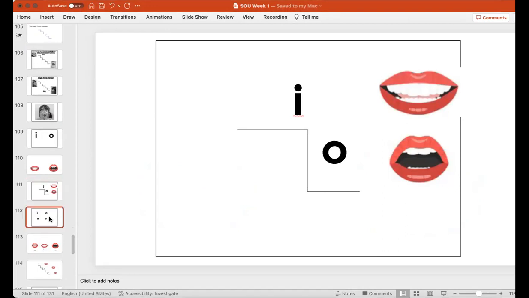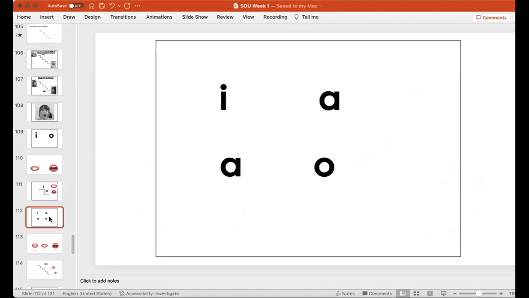vowel, and let's have Kaylee. Would you do this with me? Yes. So we're going to say the sound of the I and ah. Can you do that with me? I, ah. Which is your jaw more open on? I or ah? Ah. So A would go below the I, wouldn't it?